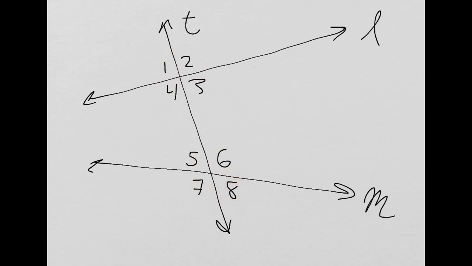Alright, finally we're going to try to find a pair of alternate exterior angles. Go ahead and pause the video, try to find a pair of alternate exterior angles. Now that you've had a chance to work on that on your own, let's take a look at it together. So alternate exterior angles are non-adjacent exterior angles that lie on opposite sides of the transversal. So one possible pair of alternate exterior angles would be angle 1 and angle 8. You could have also said angle 2 and angle 7.